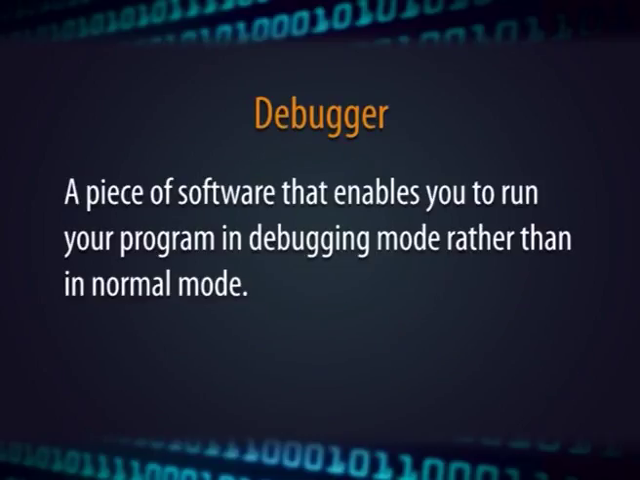A debugger is defined as a piece of software that enables you to run your program in debugging mode rather than in normal mode. Running a program in debugging mode allows you to execute the program in a step-by-step mode, line after line of the source program in sequence, unless the sequence is changed by a statement causing a change in the flow of control.